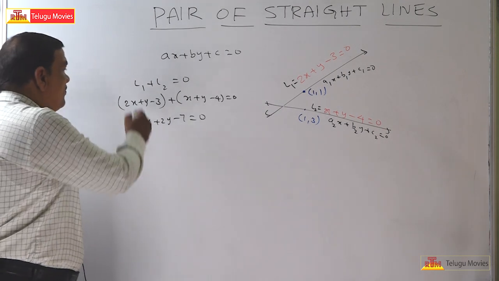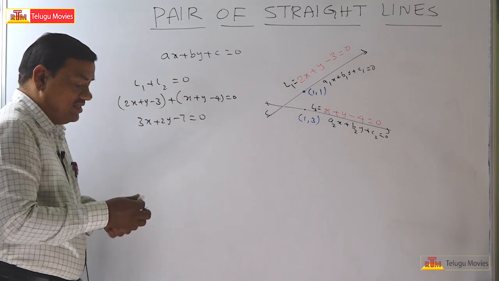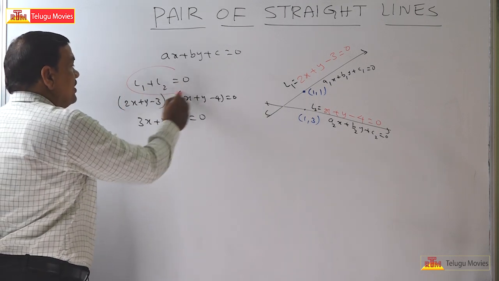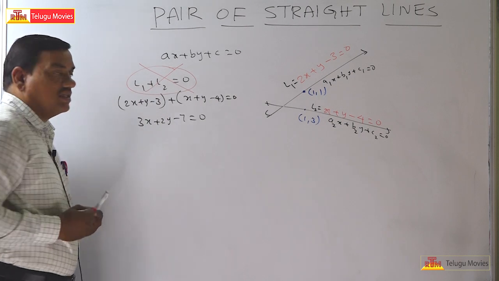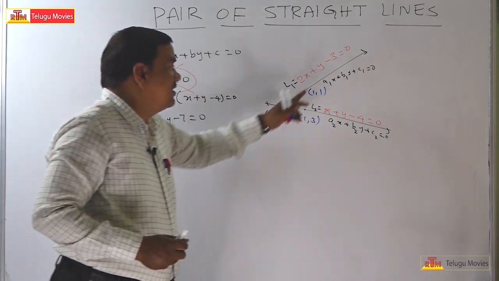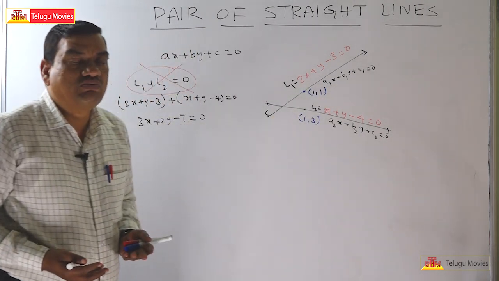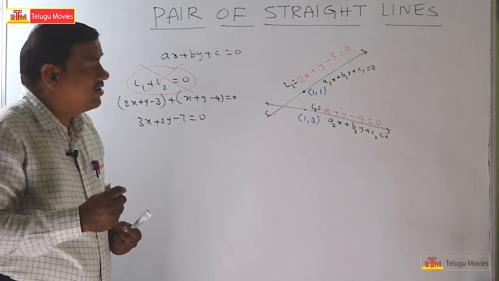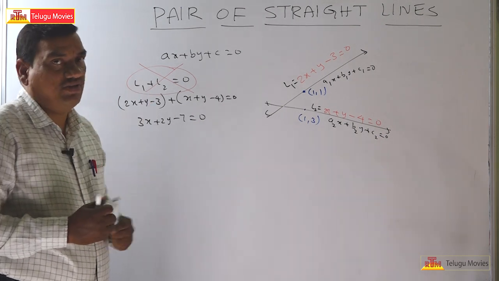So that means if you add these two equations, that does not satisfy the given condition. What does the condition mean? Every point on the pair of lines should satisfy the given equation.